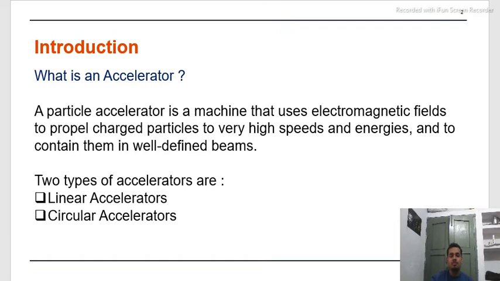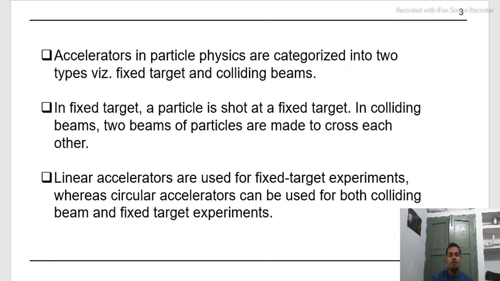Here we discuss two types of accelerators. The first is the linear accelerator and the second is the circular accelerator. Accelerators are mainly used for two types of experiments. The first is fixed target experiments and the other is colliding beams experiments.